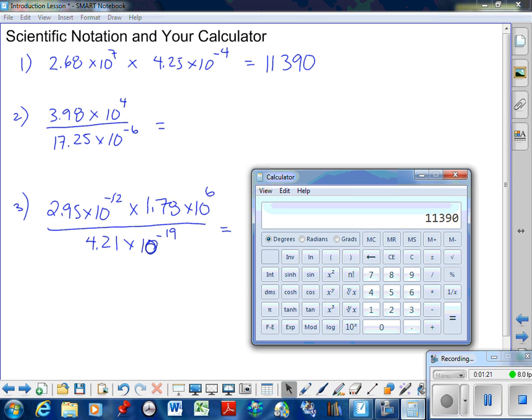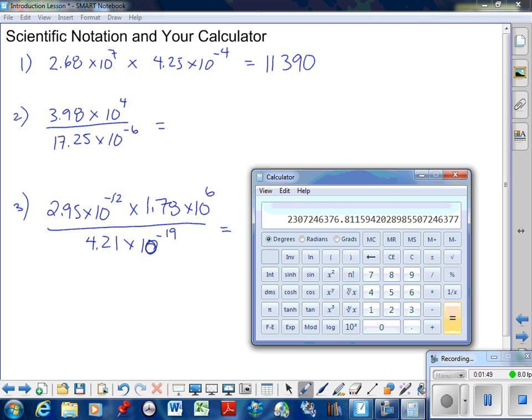On to number 2, same thing, 3.98 EXP 4. So that's what the top number of the numerator looks like, divided by 17.25 EXP negative 6. Doing division, and we end up with, and my calculator does not go to scientific notation. I wish it would, and I'm going to write the answer in scientific notation. So it's kind of a good practice here.